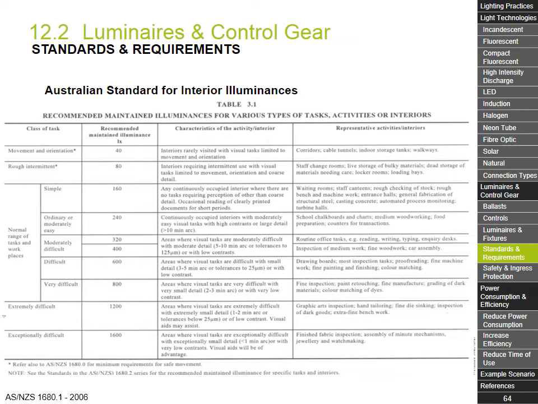This table comes from Australian Standard 1680.1 and outlines recommended maintained illuminances for interior areas. This is important if you are making recommendations on lighting initiatives in high-performance areas where safety is an issue.